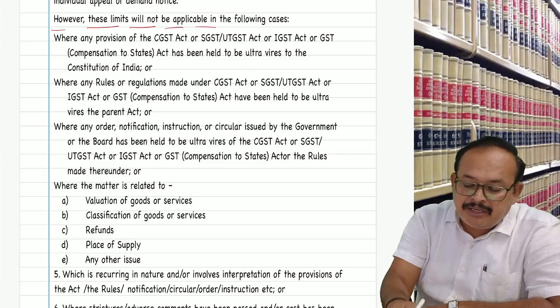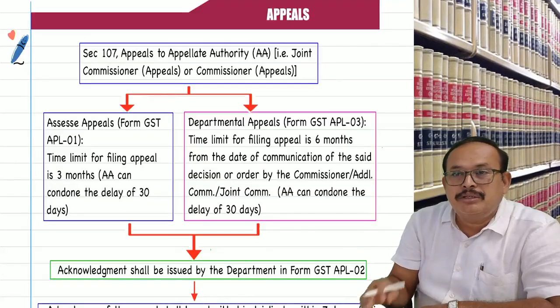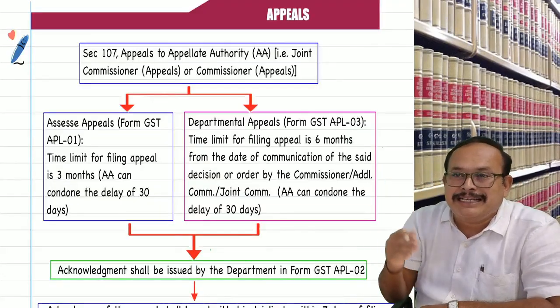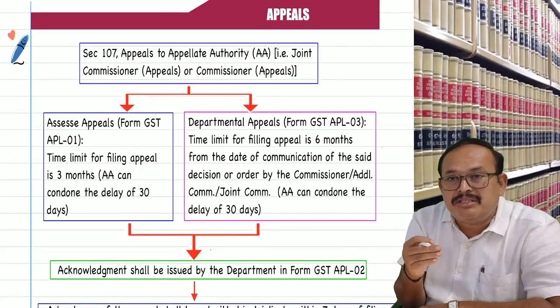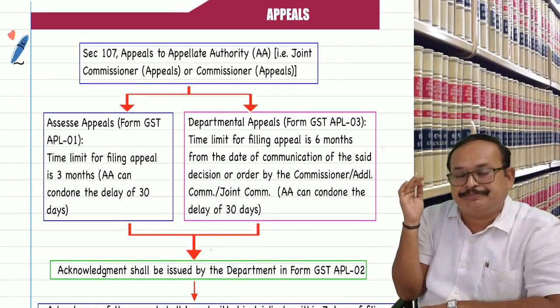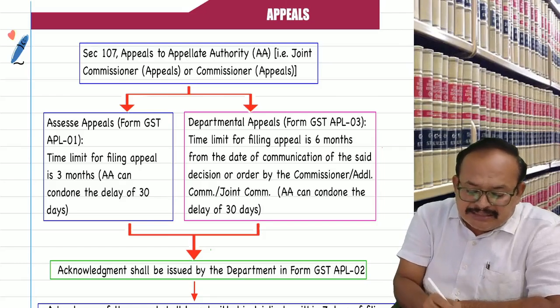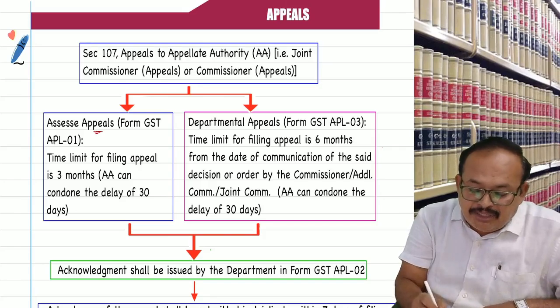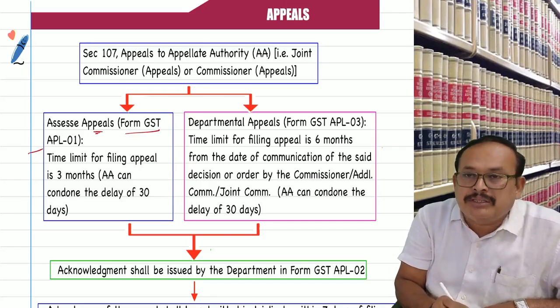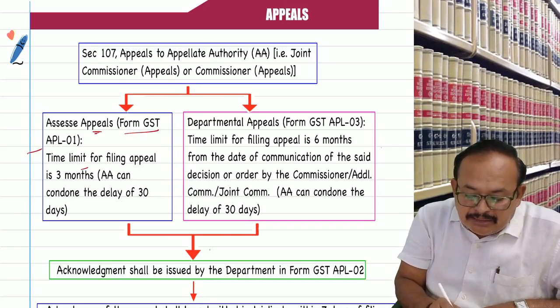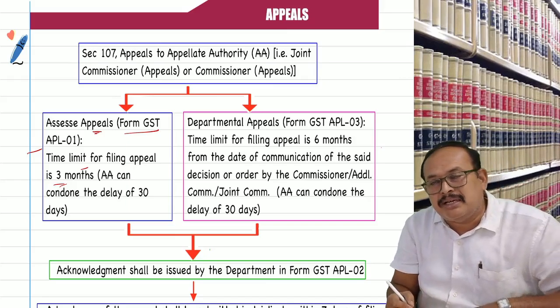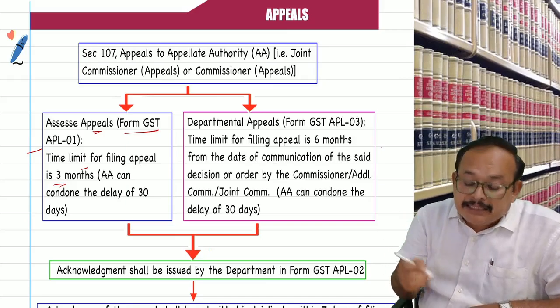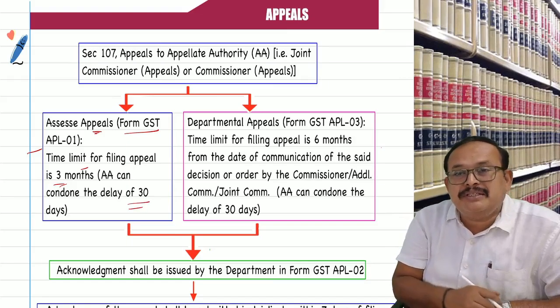Now, where are we? Appeal. Appeal to the first appeal authority. It may be the Joint Commissioner Appeals or the Commissioner Appeals. If the taxpayer or assessee files the appeal, in that case, Form GST APL 01, the time limit for appeal is 3 months from the date of passing the order. The appeal authority can condone the delay for a further period of 30 days.